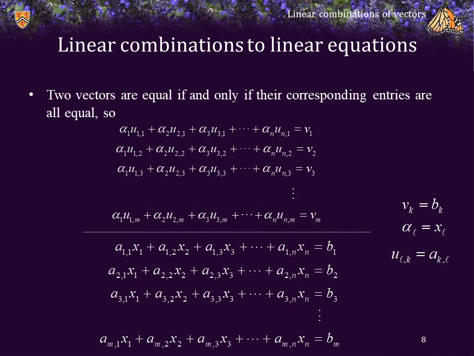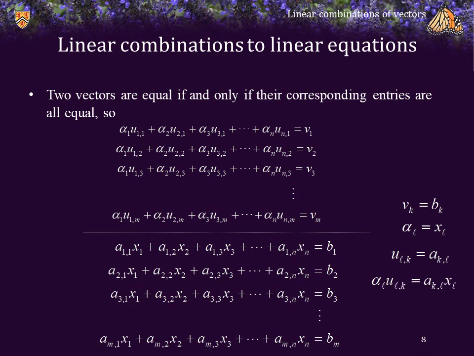Now, the reason for flipping the indices is, in the second case, the first index gave us which equation we were in, while the second index gave us which unknown we were multiplying it by. When we converted the linear combination of vectors into a system of linear equations, the l indicated which vector we were in, and the k indicated which entry of that corresponding vector. So it's just a different notation.